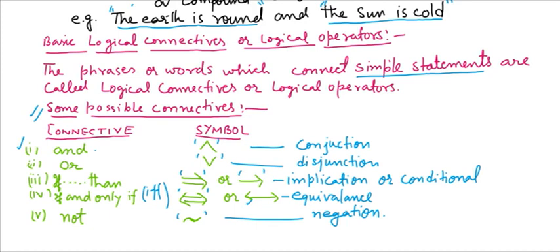And is the conjunction, or is the disjunction. If then is the implication or conditional statement. If and only if is the equivalence, and not is for negation. These are the basic logical connectives. Okay.